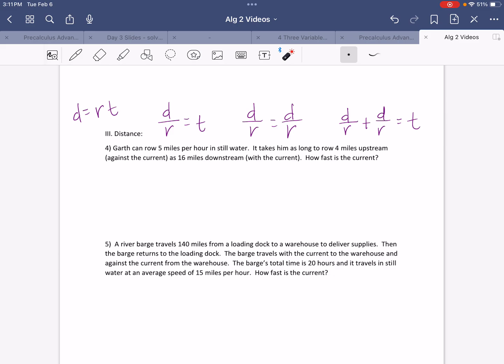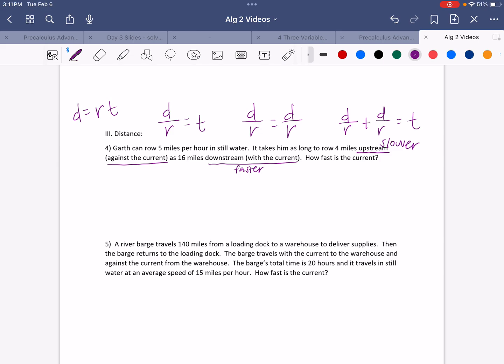So we need to talk about upstream versus downstream. Downstream is good. Look at how much faster he's going. He's going 16 miles in the same time that it would take him to go 4 miles against the current. So a couple things we need to label. Whenever you're going upstream against the current, we're moving slower than when we're going downstream with the current. That's when we're going faster.